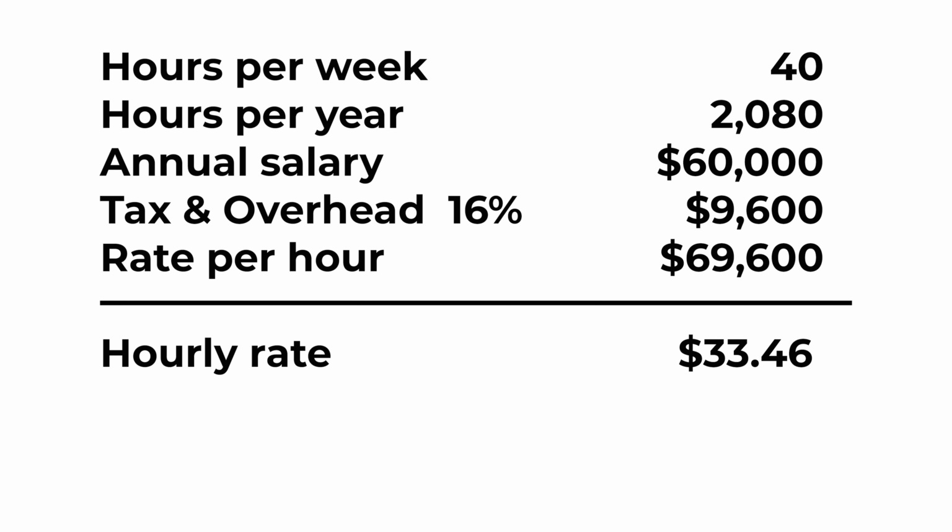So the rate per hour is 69,600 divided by 2,080, which is 33.46. This calculation is just an example to give you an idea of how you could start to understand how much your employee costs per hour in your company.